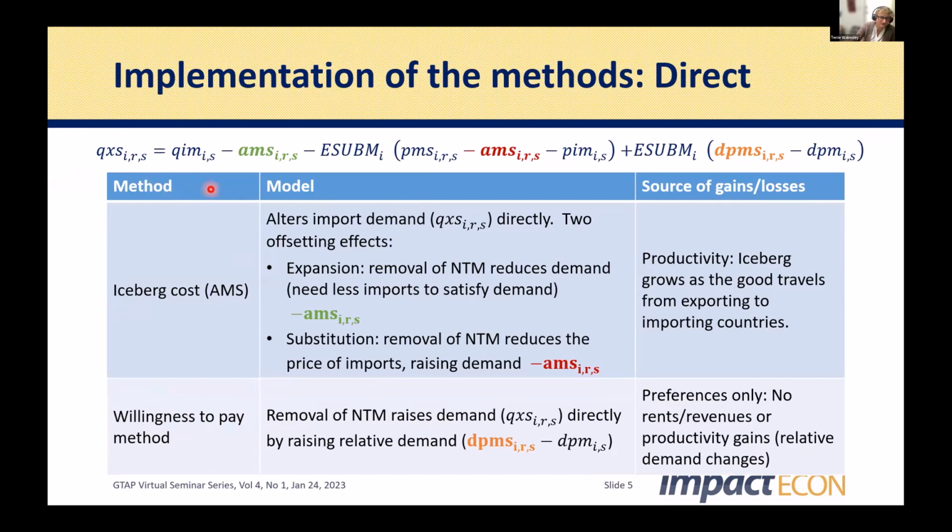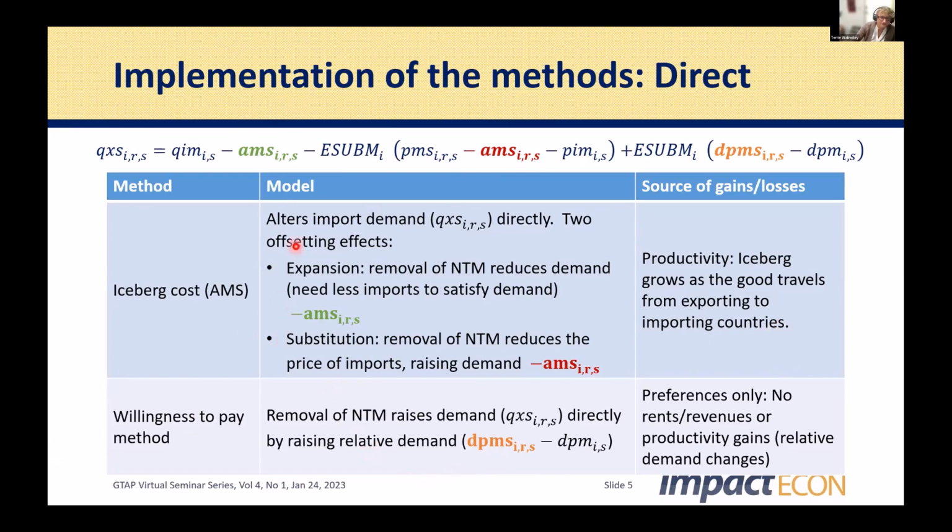So it's a simple CES function for import demand. Our iceberg cost appears in the variable AMS, and it has two impacts. Imagine you're removing an NTM. Firstly, that reduces demand for the imports because fewer imports are needed to satisfy demand. Basically, the iceberg is growing, so you need less of the imports. The other effect of this AMS is to reduce the price of the imports and hence raise demand for our imported goods. And as I said, this is a productivity type measure, so the iceberg comes across as a productivity gain.